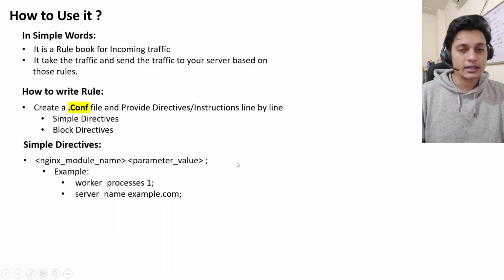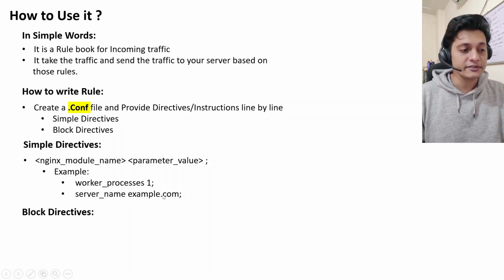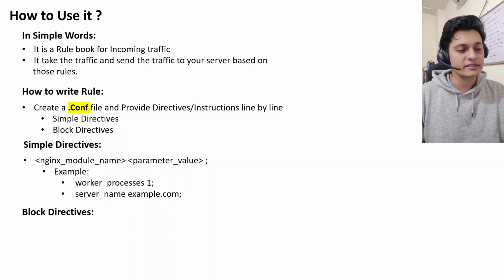Now, let's see an example. So if you have created the Nginx configuration file, what you have to do is just provide the directives. This is the example. This is worker_processes, and it is 1. Worker processes is the Nginx module name, and this one is the parameter value. Same goes with server_name. Server name is the Nginx module name, and example.com is its value, followed by the semicolon. The semicolon is required when you are providing simple directives.